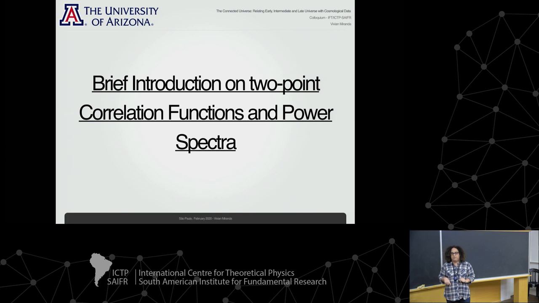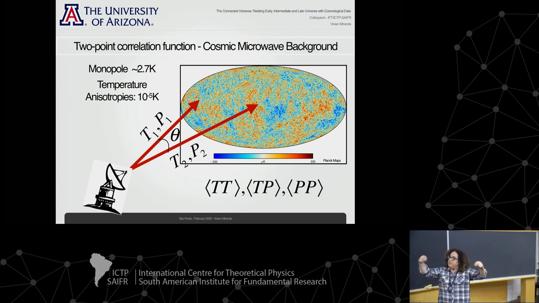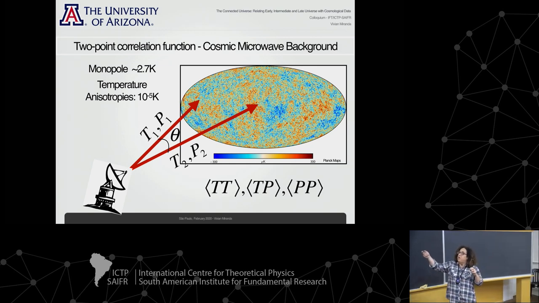Okay. The mathematics that I need now is a brief introduction to correlation functions, so you understand how we actually extract information from these observables. Here I'm showing the map of the cosmic microwave background, this radio signal that is coming to us. This bath of radiation is almost a perfect black body that has a monopole of 2.7 Kelvin, and it's almost isotropic, but it has little anisotropies in the intensity of light in different directions, of the order of 10 to the minus 5 Kelvin.